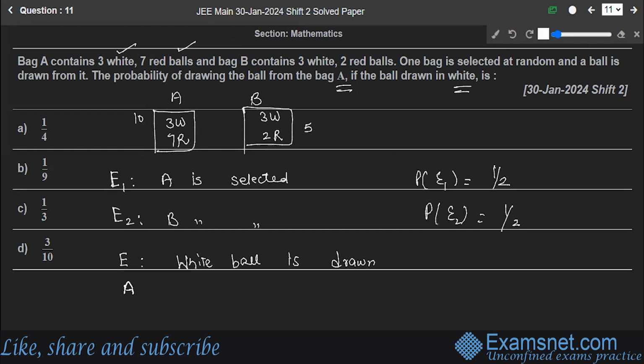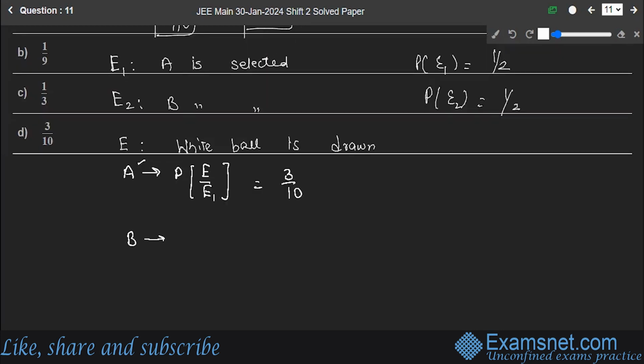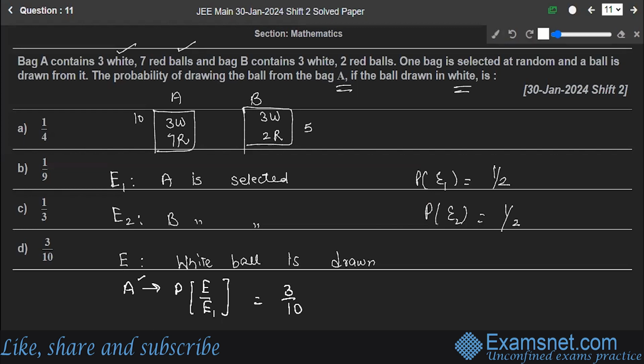For bag A, the probability that a white ball is drawn is given by: bag A is selected and you draw a ball. So this is P(E upon E1). This is equal to 3 white out of 10 balls, so this is 3 by 10. Also, from bag B, P(E upon E2) is equal to, what was that? 3 upon 5.